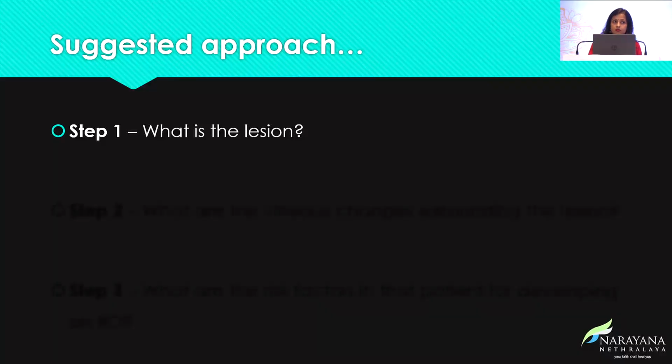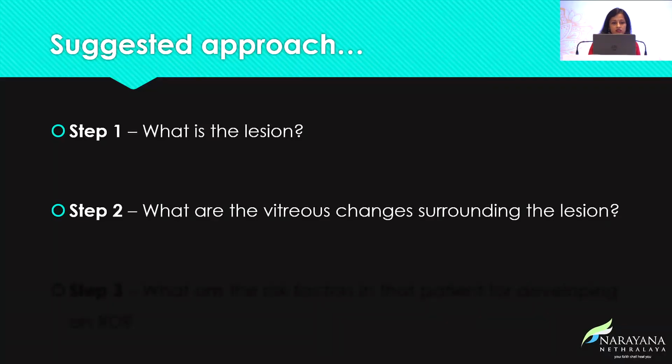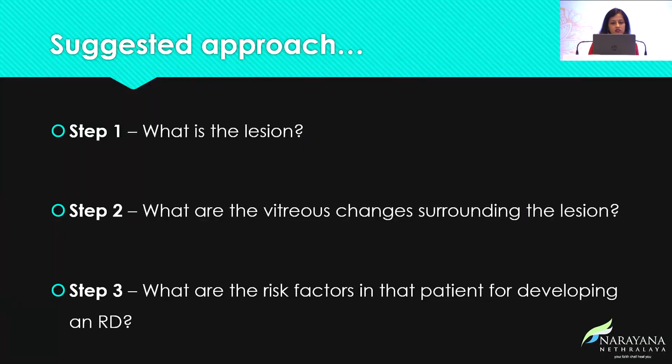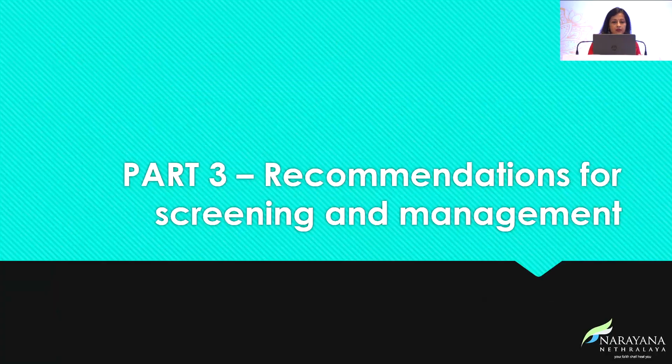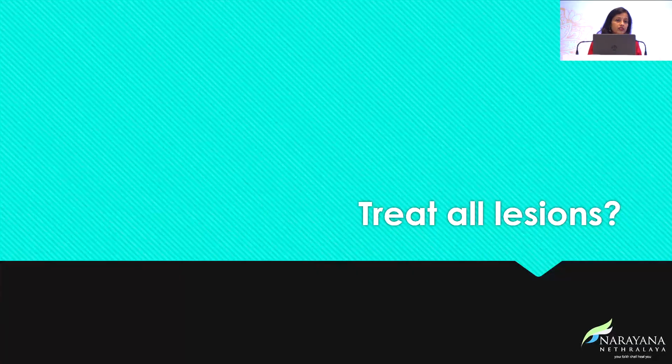So the suggested approach is: what is the lesion, what is the risk, what are the vitreous changes around that lesion, and what are the risk factors for the patient developing an RD. Decide based on that. Take a moment, think in your OPD even if it's busy, and then take that decision. Recommendations for screening and management. Also, the reason I am telling you to take your time to make that decision is because they won't go for a second opinion, they'll go for a fourth and fifth. And somewhere somebody will decide to laser that patient, they'll come back to you for follow-up and say, I've got lasered.